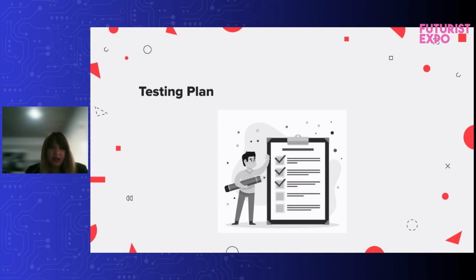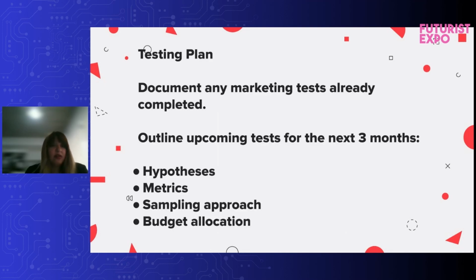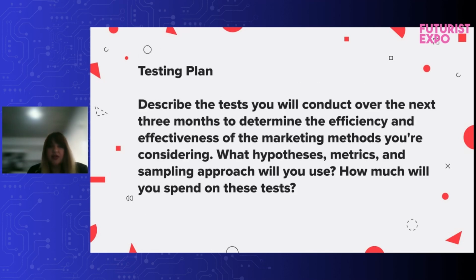And of course, you have to test how this works. So you have to have a testing plan and document any marketing test that you have. So you have hypotheses, you have metrics, you have a sampling approach, you have budget allocation. Try to have a better understanding of this type of test based on these pillars. The time that is suggested is 3 months to determine the efficiency and effectiveness of the marketing methods you are working on. So you have to think about what hypotheses, metrics, and what sampling approach you will use.